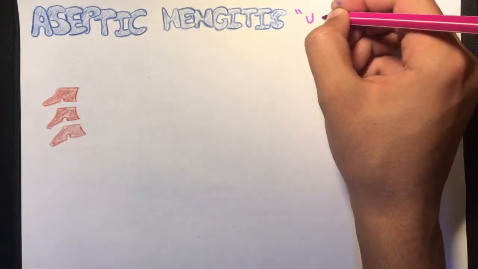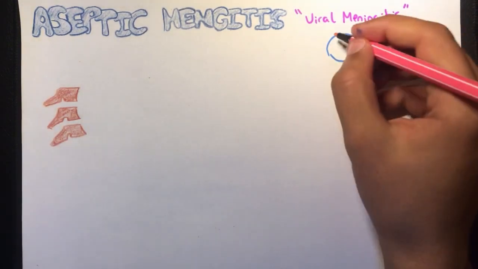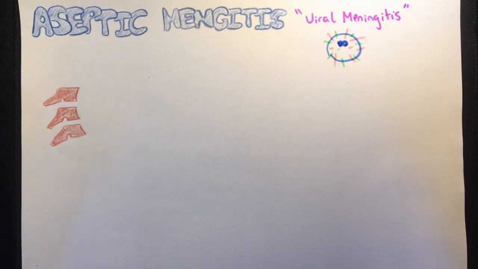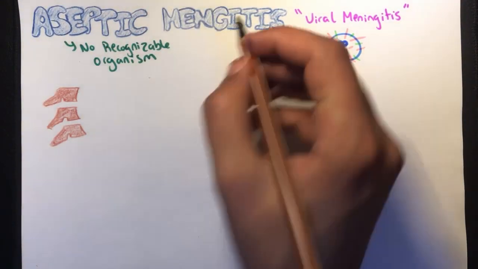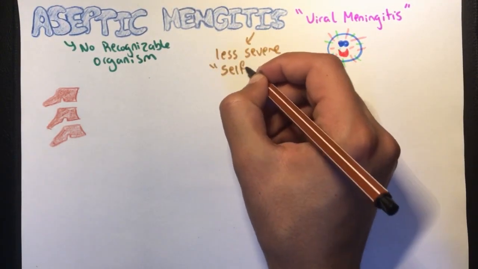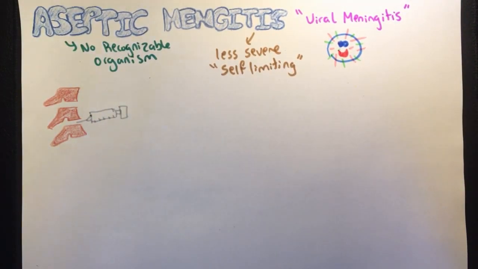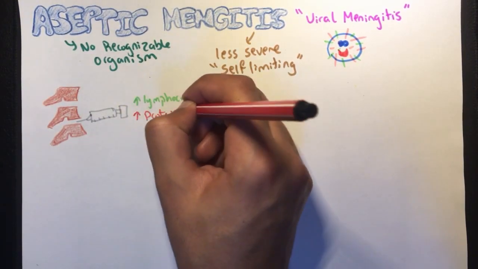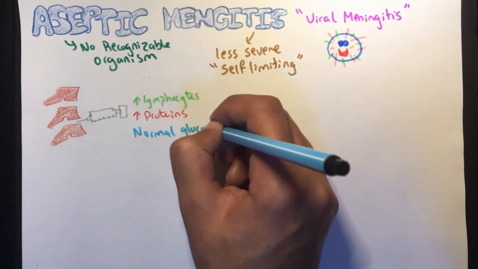Moving on to the second type of meningitis, which is aseptic meningitis, also known as viral meningitis. We refer to this type as aseptic because there are no recognizable organisms. This type is less severe than the bacterial type, as it is usually self-limiting. Once performing a lumbar puncture, you can notice an increase in lymphocytes as opposed to neutrophils, as well as slight increase in proteins and no increase in glucose, since viruses do not consume glucose.